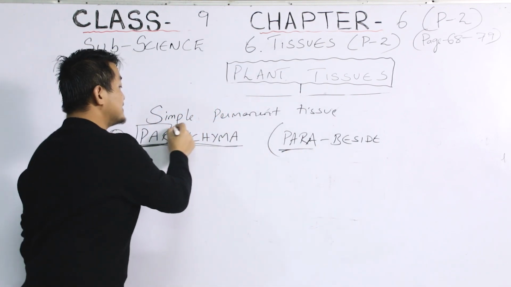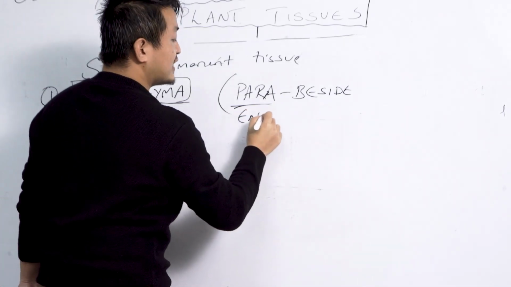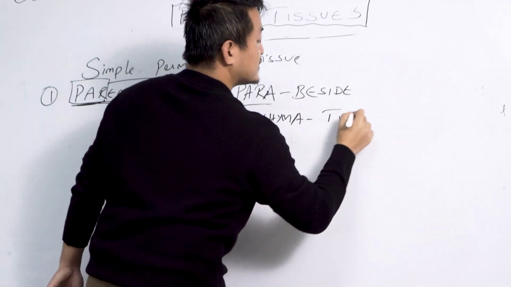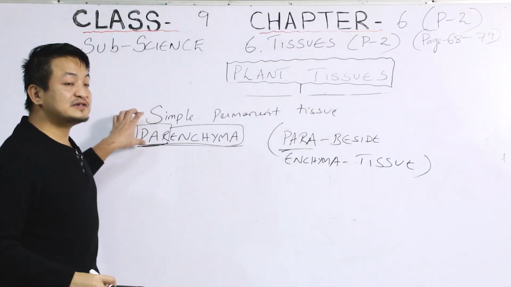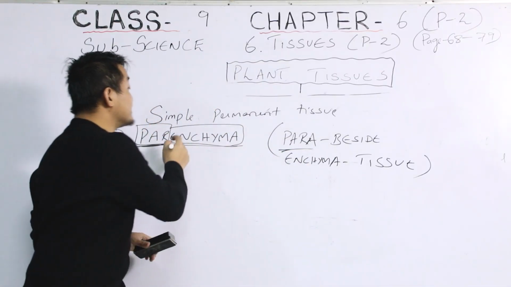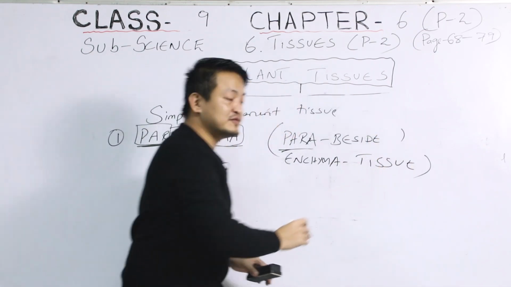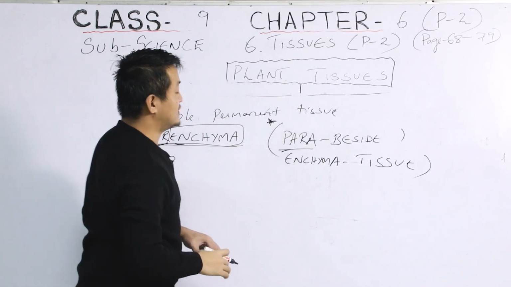And the second part, that is enchyma, is taken from the word meaning tissue. So the first part means beside, and the second part, enchyma, means tissue. So it means beside tissue. You have to note this down as well.